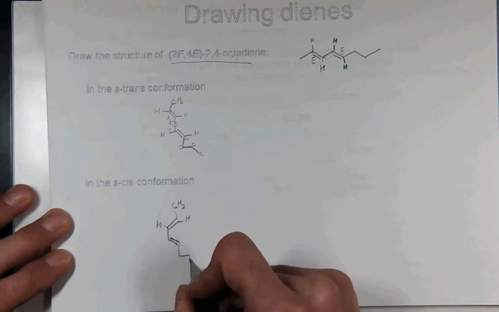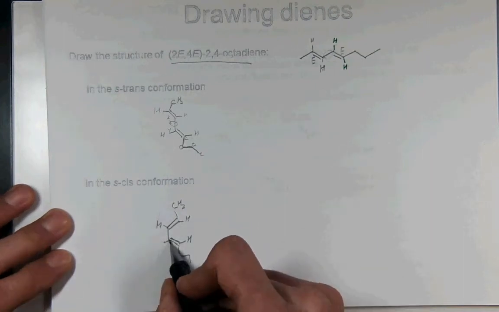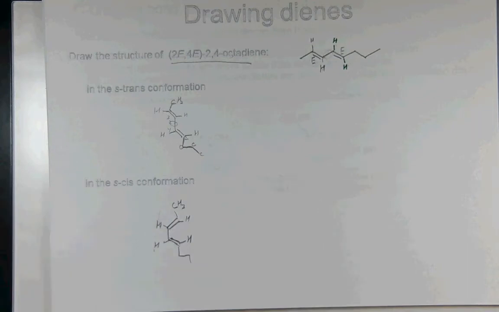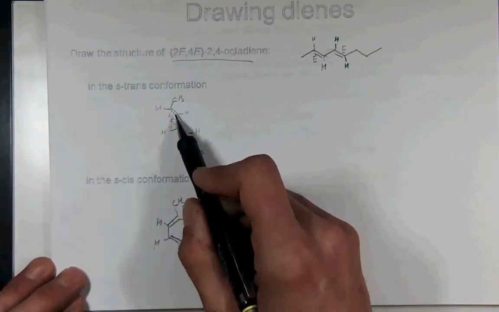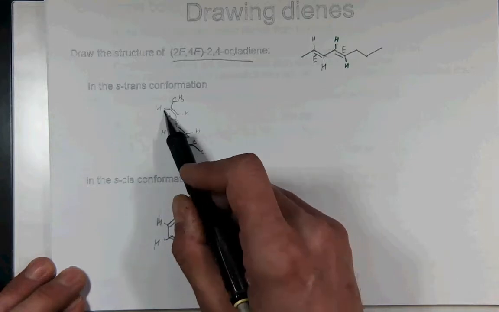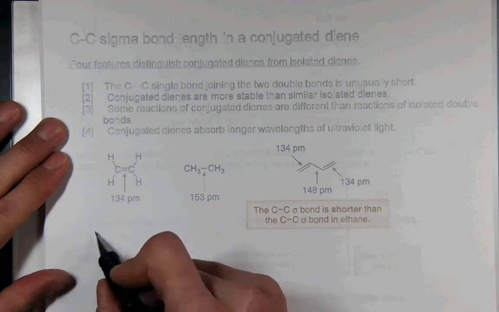So 5, 6, 7, 8. Hydrogen. Okay, and put the hydrogen. So S-cis conformation, the two double bonds are facing the same way. S-trans conformation, the two double bonds are one to the left, one to the right. All right, so we saw this way back.